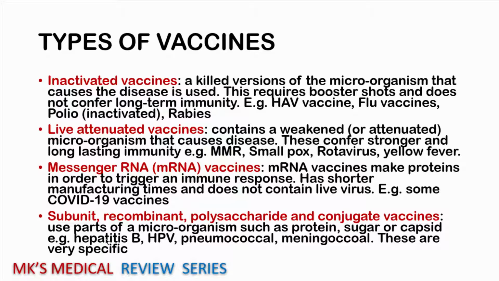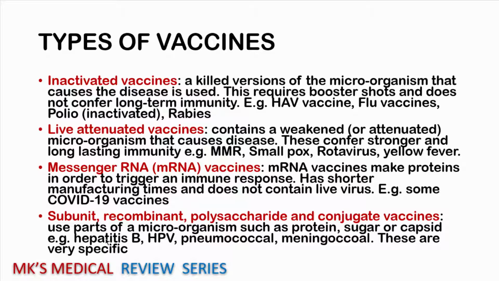Then of course this immunity is also much stronger, and the manufacturing times, or the time it takes for you to manufacture the vaccines as compared to the other types of vaccines, is actually much shorter. And of course, the virus isn't alive, so even the propensity of causing the vaccine-associated disease is much less. Actually, it's almost close to zero. Then this is actually done with some of the COVID-19 vaccines, which we will talk about.